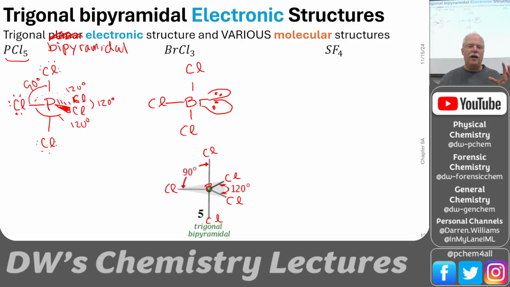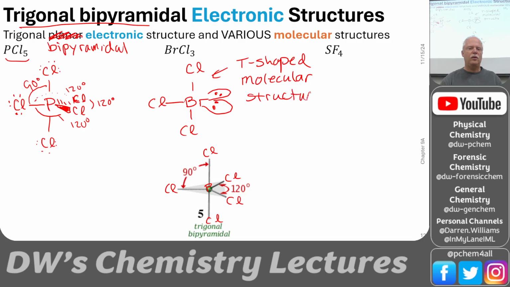So electronically, this is trigonal bipyramid. All of these electronically have 5 domains or 5 groups of electrons, so they're trigonal bipyramid. But this one is called T-shaped. A T-shaped molecular structure. I've drawn it sideways, but you can look at that and you can see the T, where the chlorines are. So we're using the positions of the atoms to name the molecular structure.